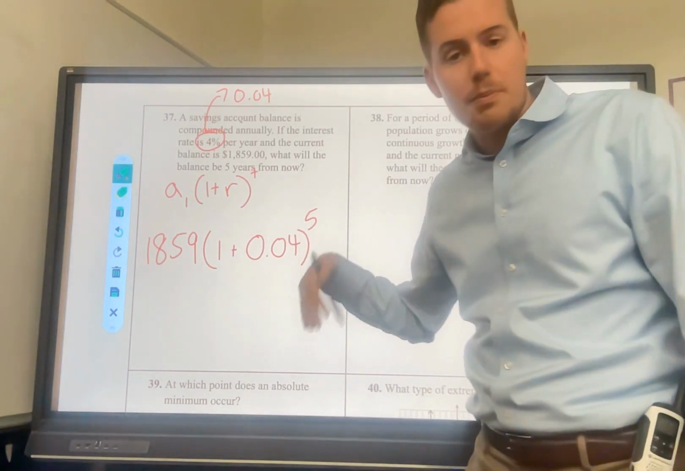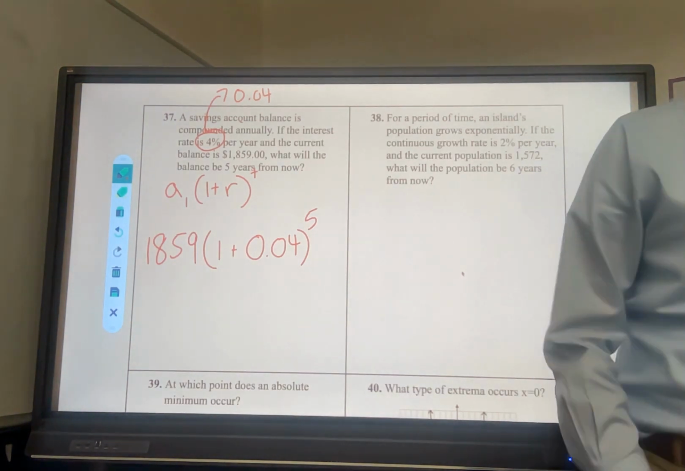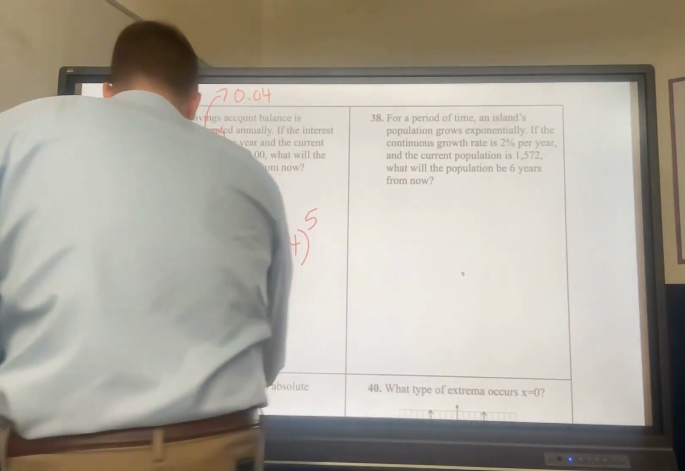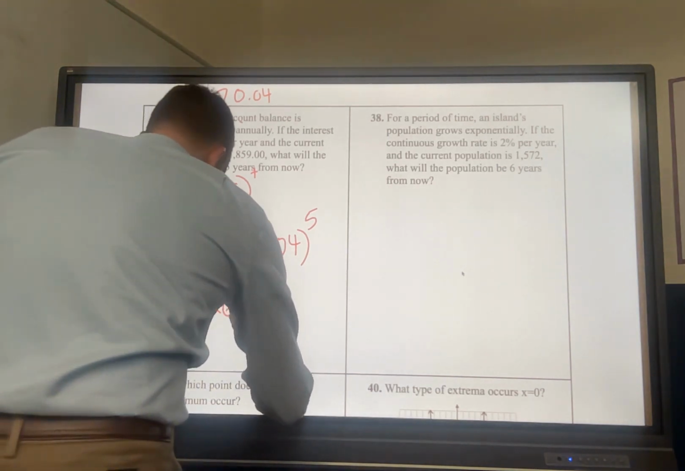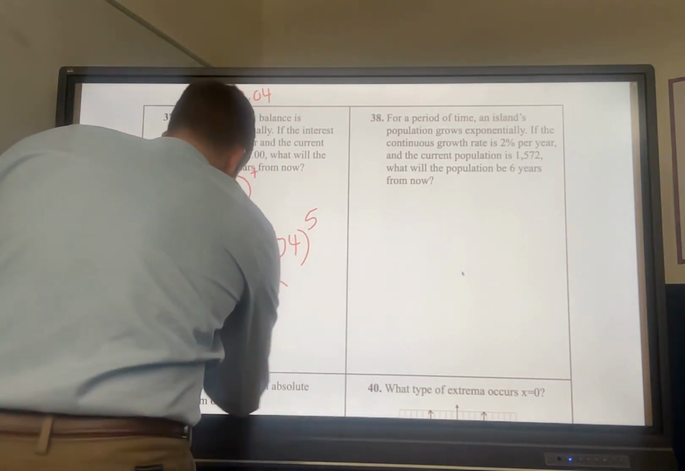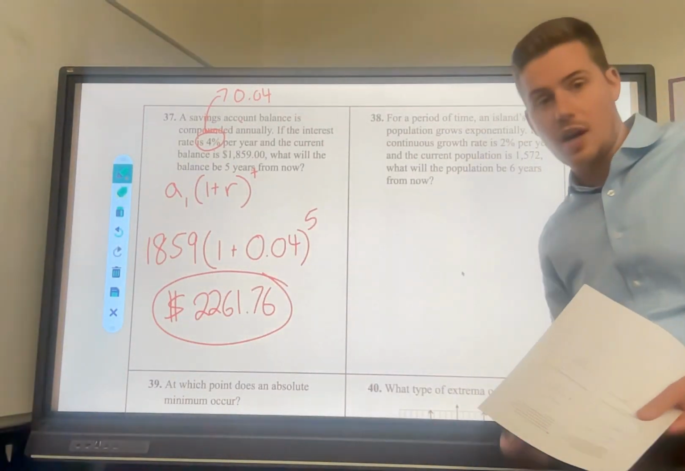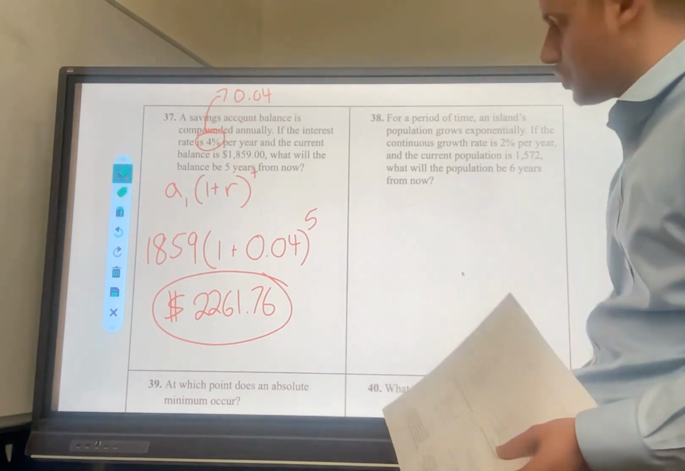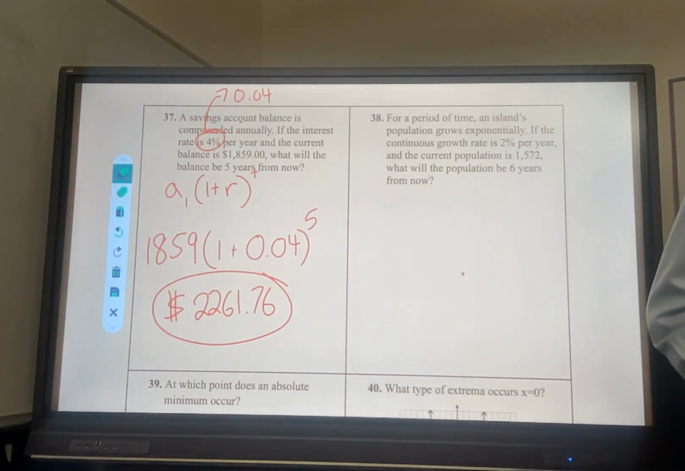I want you to take this and plug this into your calculator. After you've plugged it into your calculator, hopefully you get an answer of $2,261.76. That's what the answer should be. All right, question 38. Let's keep it moving. We're almost there.